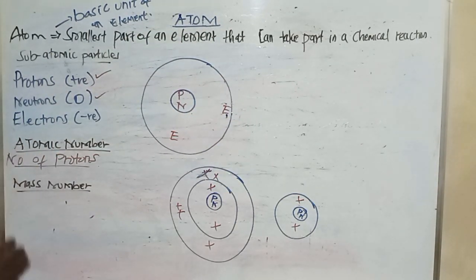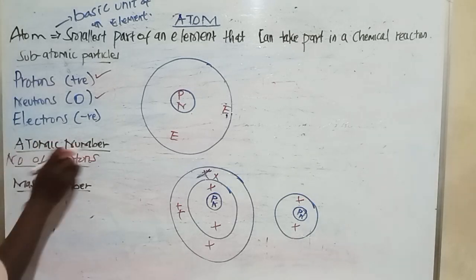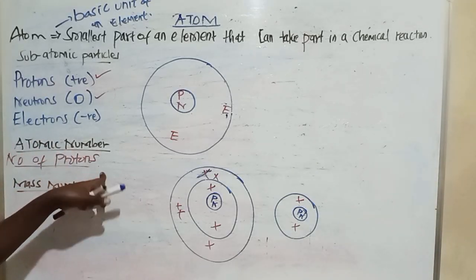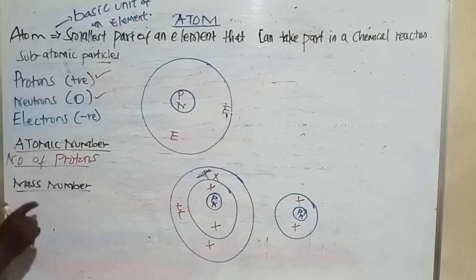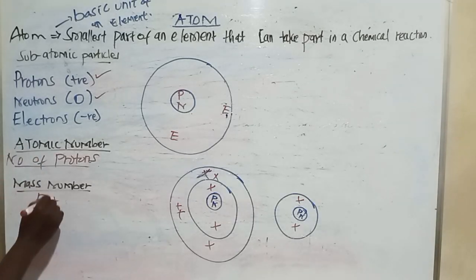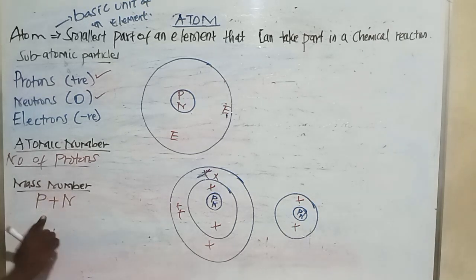That is just FYI, it helps you identify the position of your atom in the periodic table, but atomic number is given by the number of protons. Now we also have another term which is mass number, and mass number is given by the summation of the number of protons and the neutrons in an atom. So that is it about atoms.